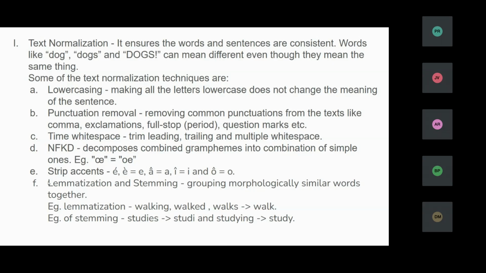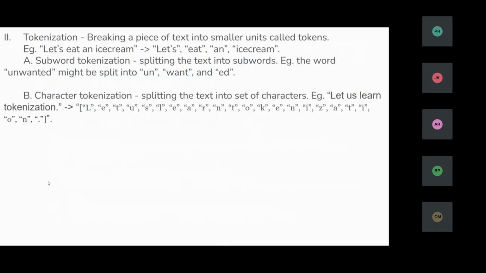Discussing further, the other step is tokenization, which is breaking a piece of text into smaller units called tokens. So an example is, let's say, "eat an ice cream." All of the words in the sentence will be created into their own tokens.